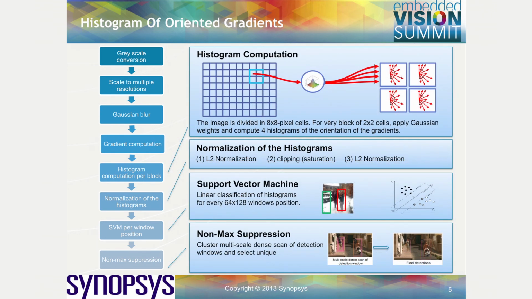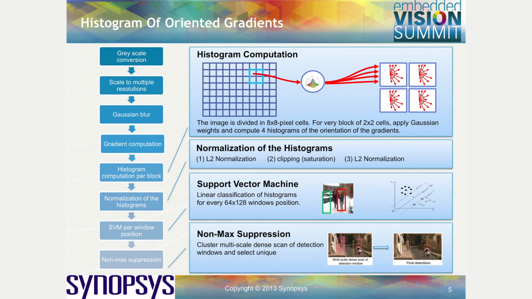The next step is where the name histogram of oriented gradients comes from. So what we do then is we subdivide these scaled frames into cells of 8 by 8 pixels. Every pixel has a gradient. And then we group these cells in blocks of 2 by 2 cells. So every block is 16 by 16 pixels. These blocks overlap: for every combination of 4 cells, we have 1 block. So for every block, we compute 4 histograms.